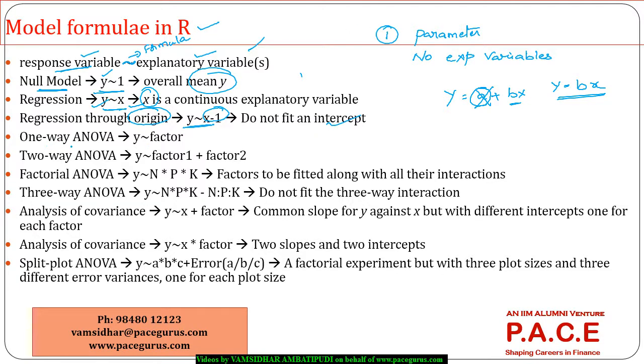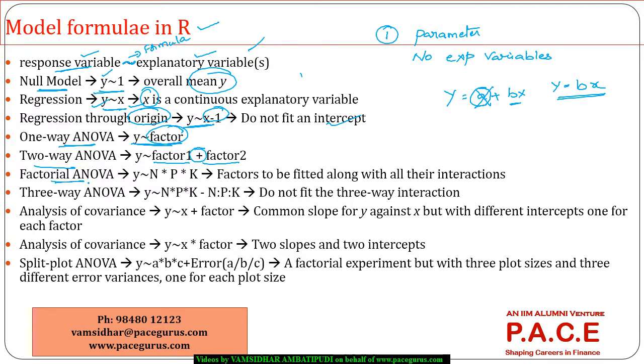Then, when I have to fit a one-way ANOVA to my model, I will set it as y tilde x, where this variable x will be a factor variable. In that case, I will call it a one-way ANOVA. But if I am talking about two-way ANOVA, I have two different factor variables, both of them separated with a plus sign.